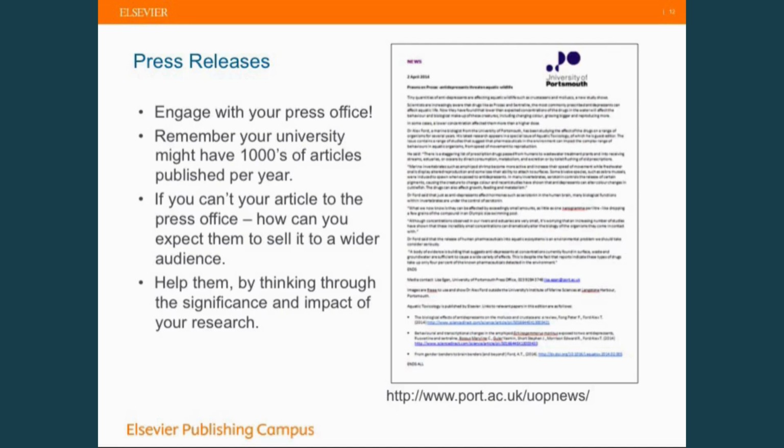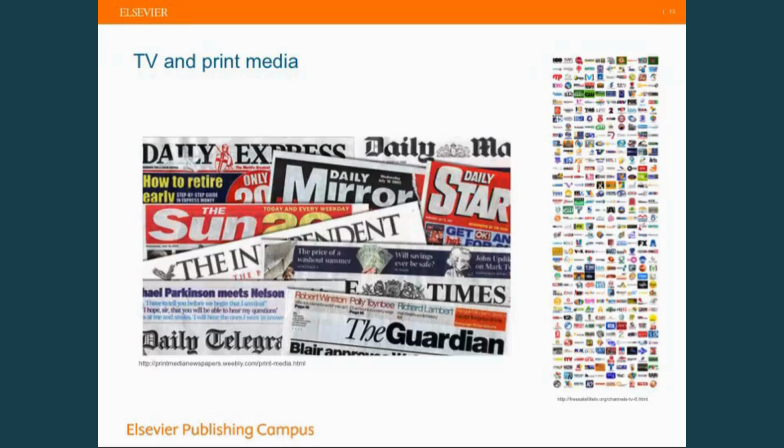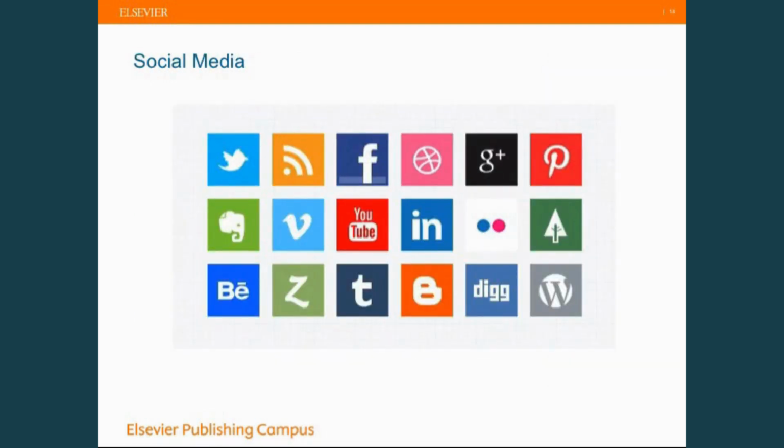Another way is your publisher may be interested in doing a press release on your article as well. So if you think that your science may have an impact, why not get in contact with your publisher and see if they're interested in promoting your research? And once you do that, your science might get printed in the print media, it might get represented in television media, or more increasingly, it might get noticed on social media.